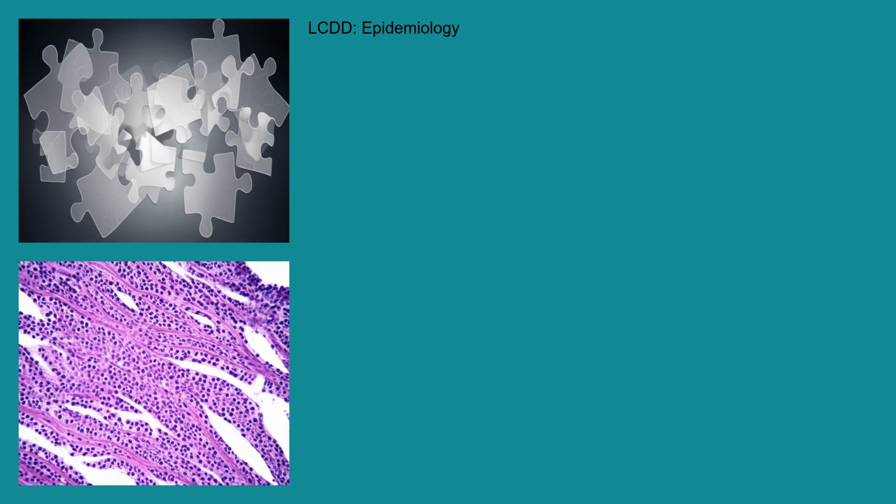LCDD is considered a rare disease, making it difficult to accurately determine its prevalence. It typically affects adults, often between the ages of 50 and 70. However, it can occur in younger individuals as well. While research continues, there's currently no known predisposition based on race, ethnicity, or geographic location. The rarity of the disease also makes gathering comprehensive epidemiological data challenging.